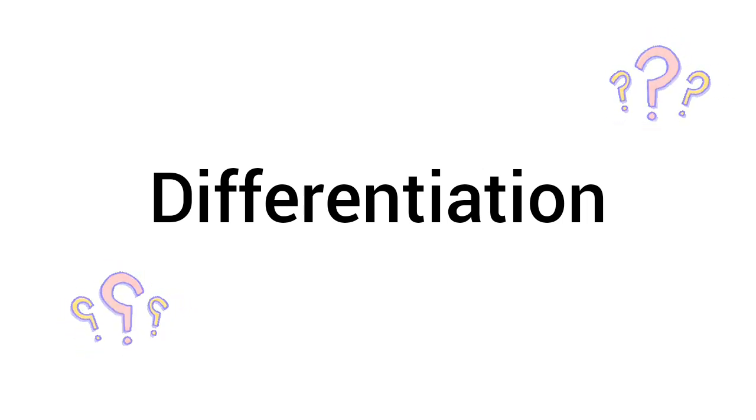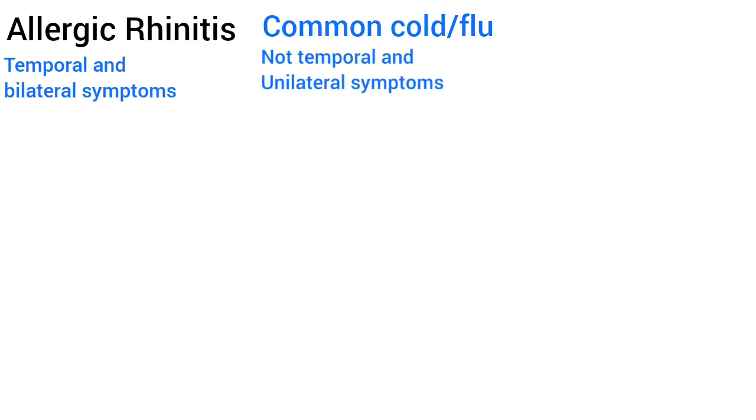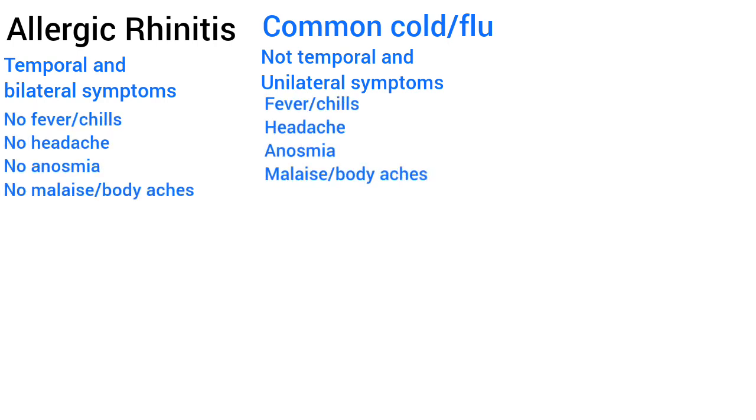So starting off with common cold or flu, how do we differentiate between allergic rhinitis and common cold or flu? Well, in allergic rhinitis, the symptoms are temporal and bilateral, whereas in common cold they are unilateral and not temporal. In addition, in allergic rhinitis, we do not have fevers or chills, we do not have headache, we do not have anosmia, which is the loss of smell, and we have neither malaise nor body aches.